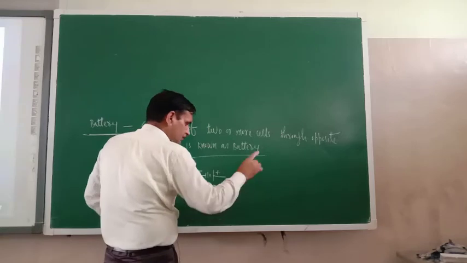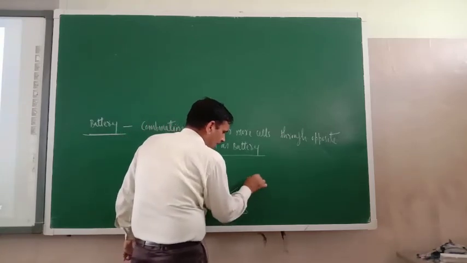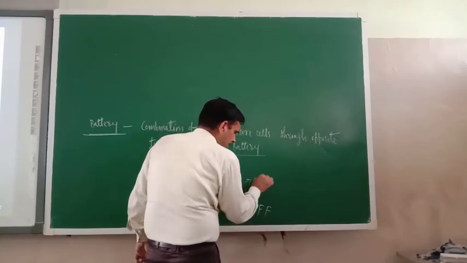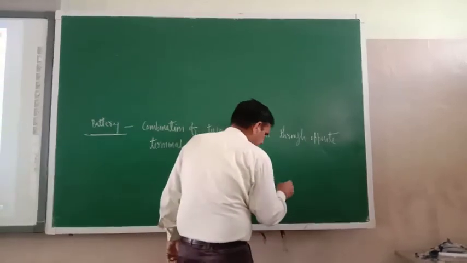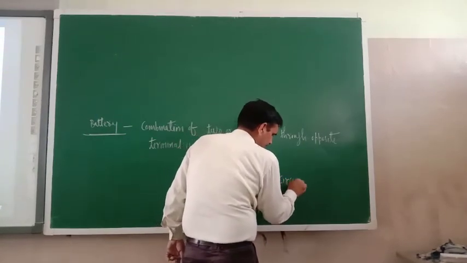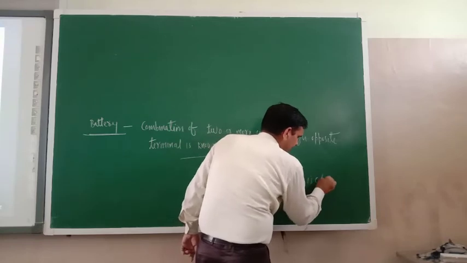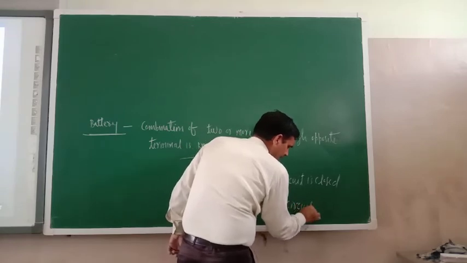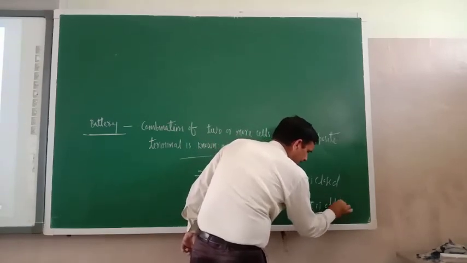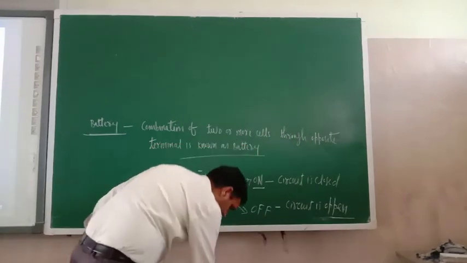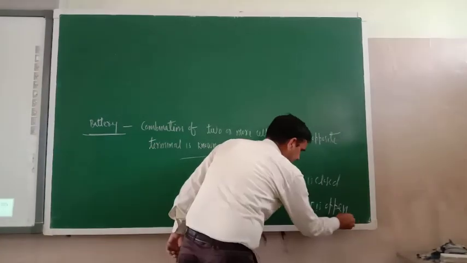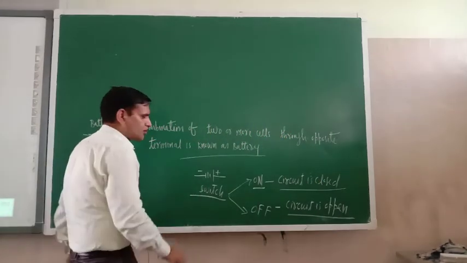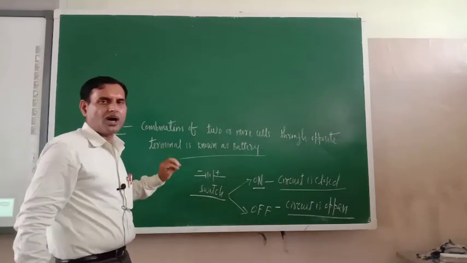Switch may be in two conditions, on position and off position. On position means circuit is closed. Off position means circuit is open. So when circuit is open, at that time electric current will not flow. When circuit is closed, then only electric current will flow. Okay, so this is switch. I hope that you have got it.